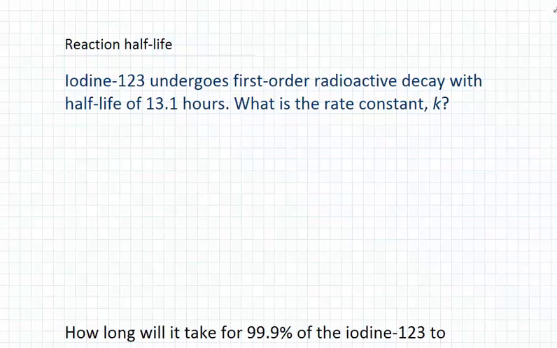So iodine-123, that's a radioactive iodine isotope. It undergoes first order radioactive decay with a half-life of 13.1 hours. So all we have to do is copy down the t1/2 first order equation, which is a simple one: 0.693 over k.